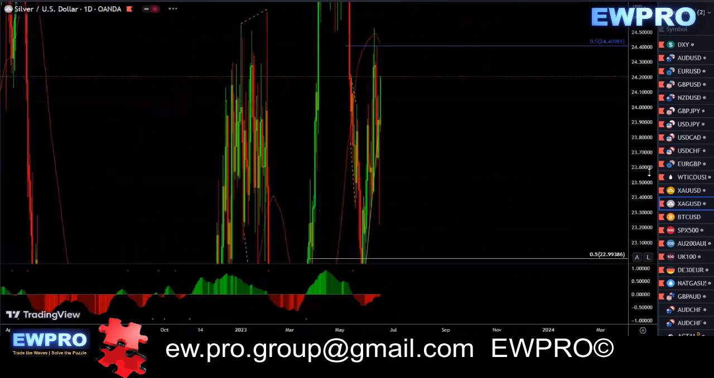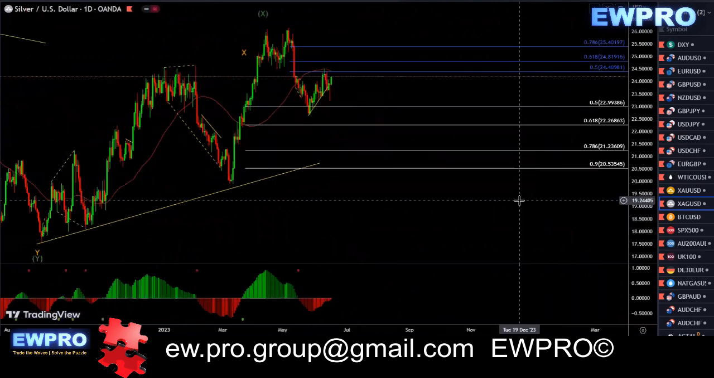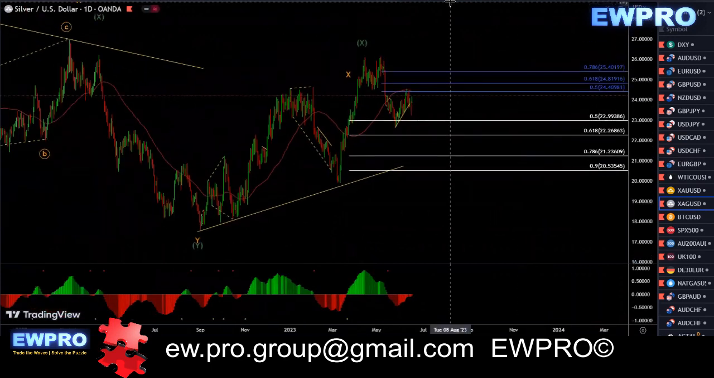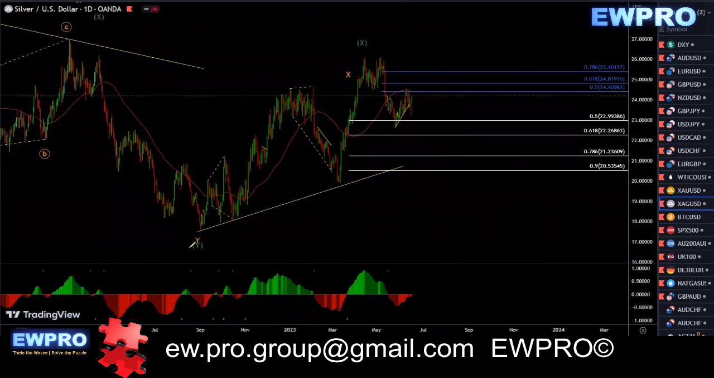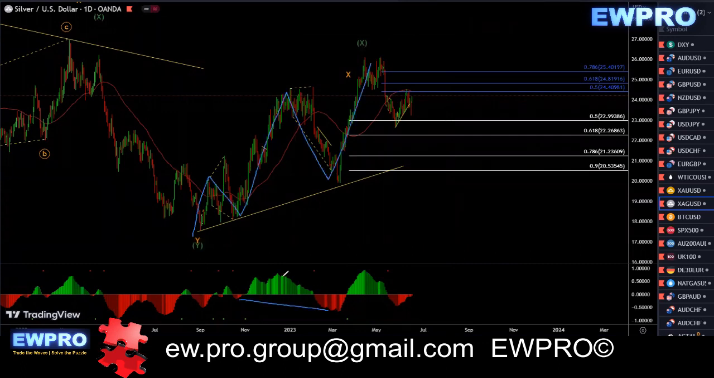Looking at silver, like I've been mentioning, we've got that WXY, X2, Z up. We had that bull hidden and we lost the bearish divergence. So just looking for a correction for more upside.